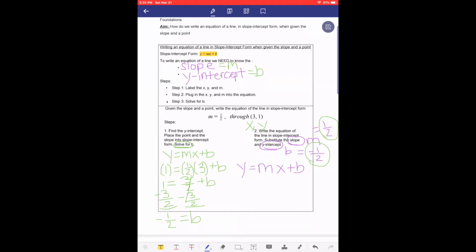So y equals, the m here was 1/2, and then we're going to bring down the x, plug in the b, minus 1/2, and that is my equation.